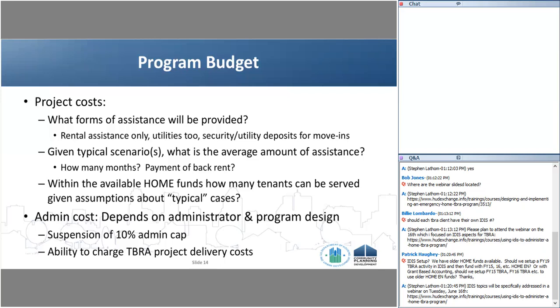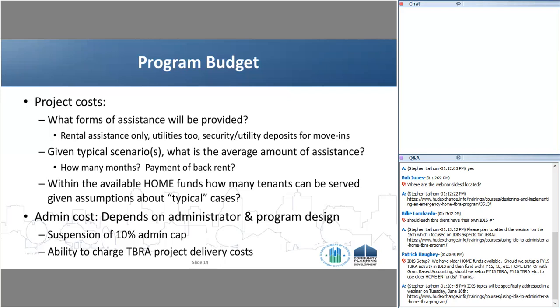Finally, for the last couple minutes, I've been talking about the project funding, right? The HOME funds being used directly to assist the income eligible household, but don't forget about the administrative funding. With the suspension of the 10% cap on admin, we may have additional room to maneuver, though as we already talked about, we're going to have to find that money somewhere, and it comes with an opportunity cost. Will that 25% admin be sufficient, or do you also need to plan to charge project-related soft cost?